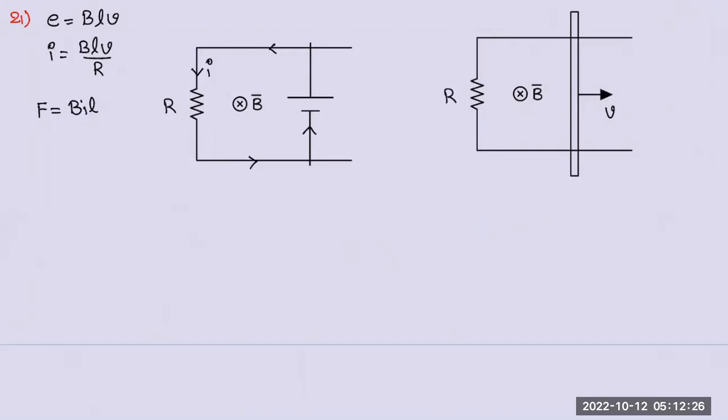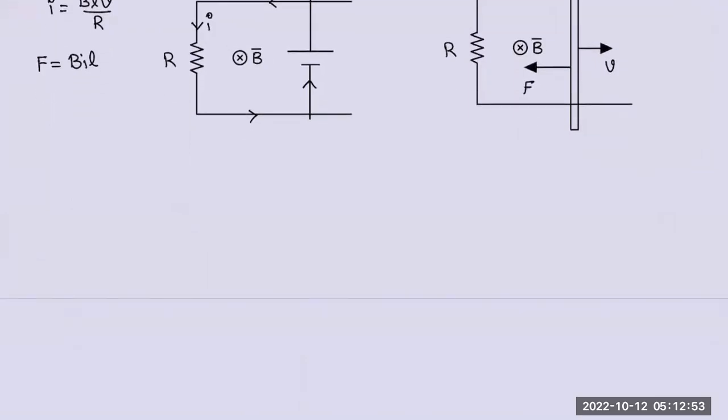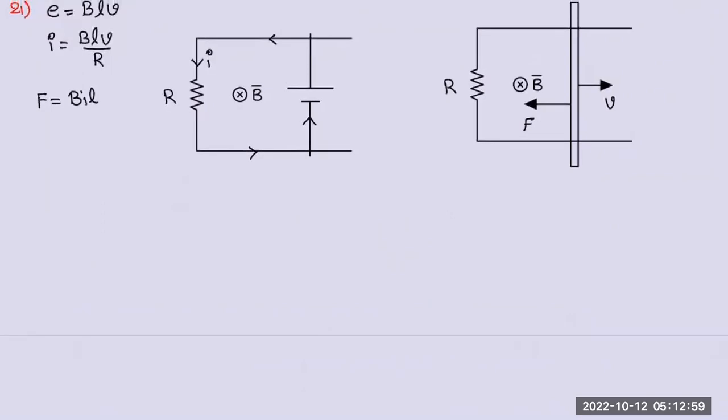For this, you have to use Fleming's left-hand rule. Magnetic field, current, force. So the current is upwards, and the force will be towards left. Clear. So F is equal to BIL. I is already there. So B square L square V by R. Answer.